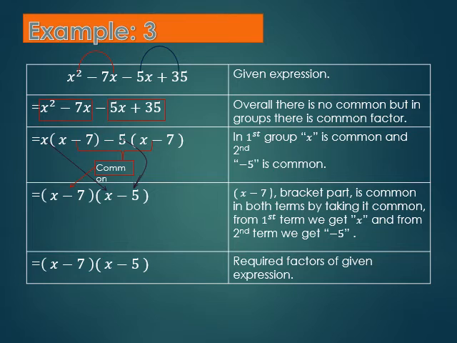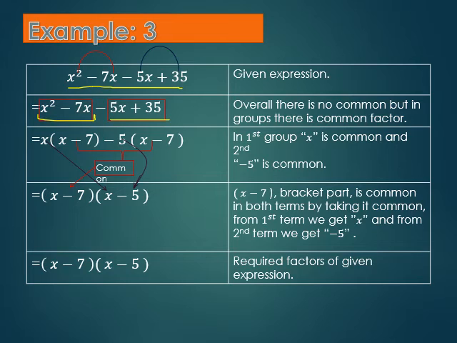Next example. Next again we have an expression x square minus 7x minus 5x plus 35. No common overall. We divide this expression in two groups. First group is x square minus 7x. It's your arrangement. You can change it if you want. The second group is minus 5x plus 35.